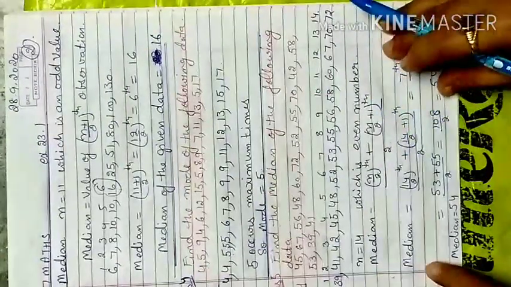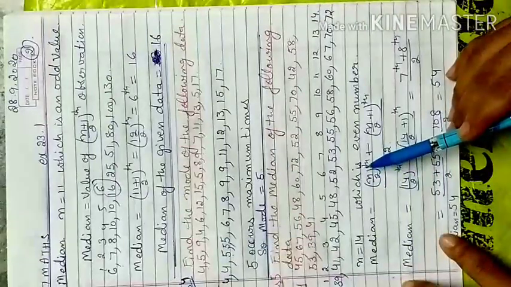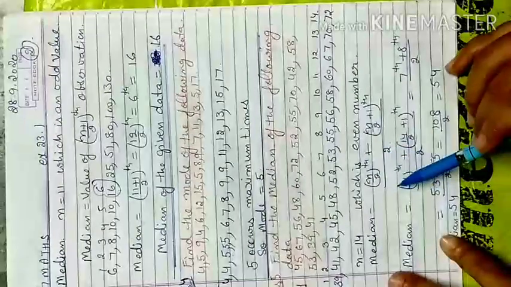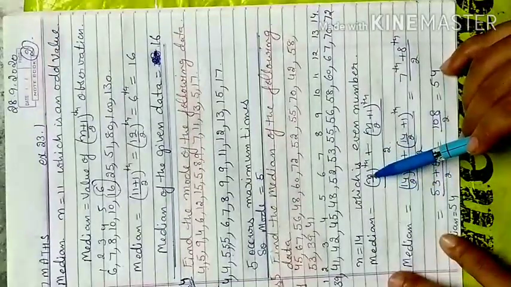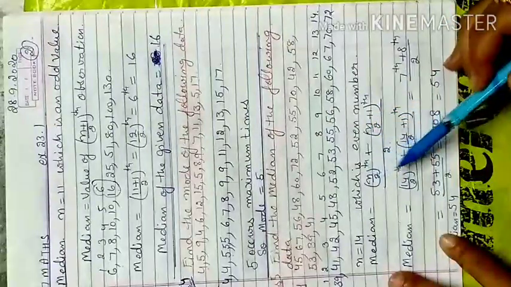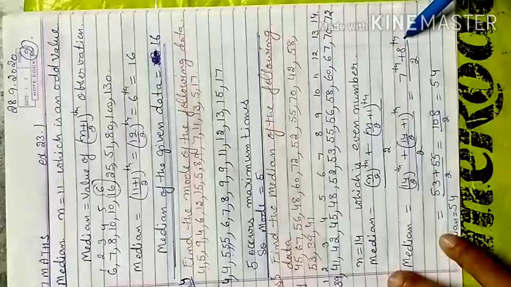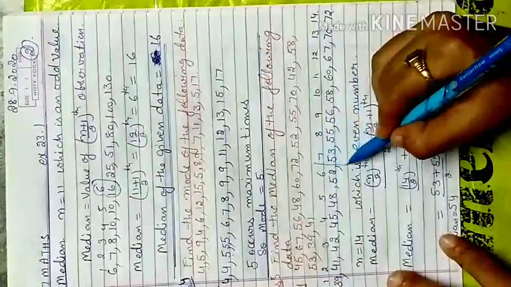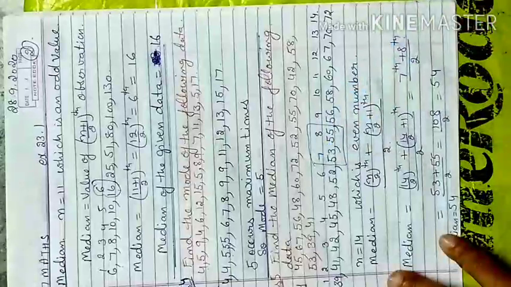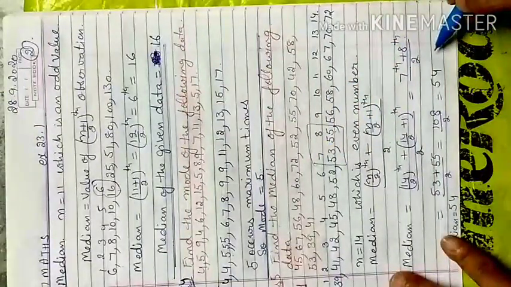If n is even, then according to the median there will be 2 positions in the center. For finding the 2 positions, our formula is the n by 2th and n by 2 plus 1 positions. So if n is 14, 14 by 2 is the 7th position, and 7 plus 1 is 8. So the 2 middle positions are 7 and 8. You have to find the average of the values at these 2 middle positions, not the positions.